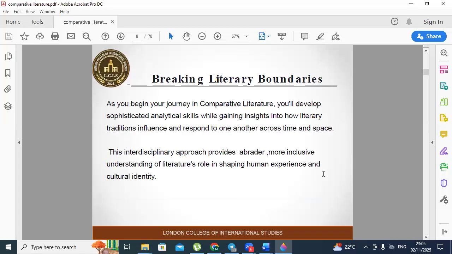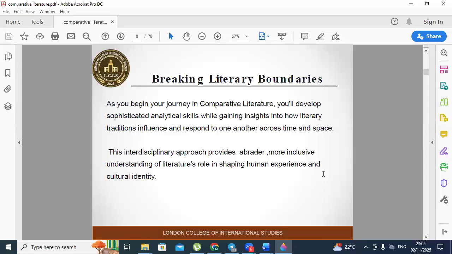As you begin your journey in comparative literature, you will develop sophisticated analytical skills while gaining insights into how literary traditions influence and respond to one another across time and space. This disciplinary approach provides a broader, more inclusive understanding of literature's role in shaping human experience and cultural identity.